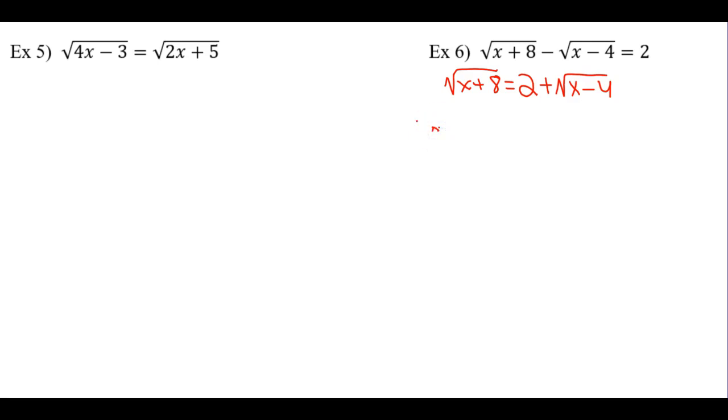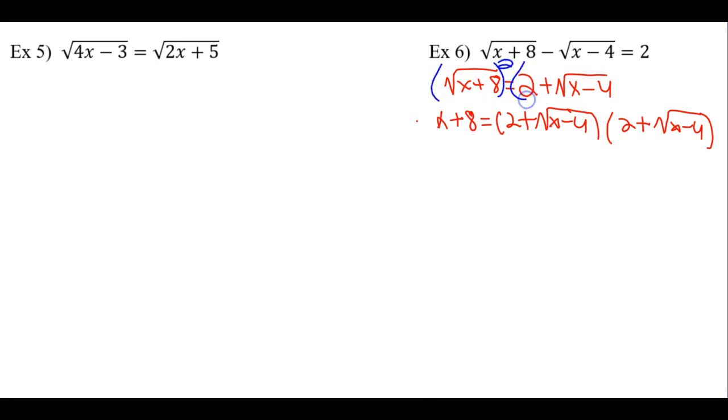So it's going to become x plus 8 is equal to, and then we're going to FOIL this. So it's going to be 2 plus the square root of x minus 4 times the same thing. So 2 plus the square root of x minus 4. Make sure that's under the radical. And that's because we have this squared, so therefore we square the entire right side. Thanks, Coach TJ.